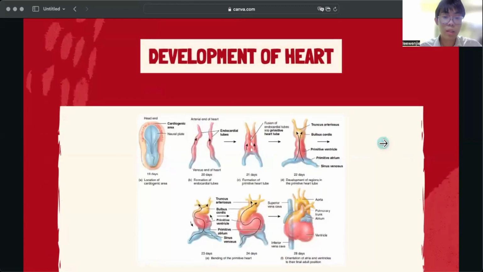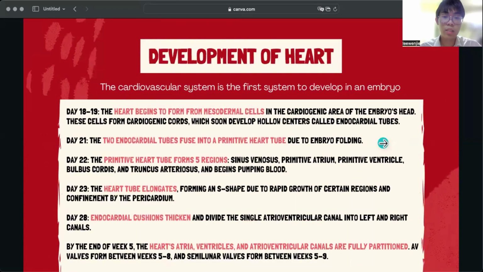Development of the heart. Actually, the cardiovascular system is the first system that develops in the embryo. From day 18 to 19, the heart begins to form from the mesodermal cells. By day 21, the endocardial tubes fuse into the primitive heart tube due to the embryo folding. Day 22, the primitive heart tube forms 5 regions: sinus venosus, primitive atrium, primitive ventricle, bulbus cordis, and truncus arteriosus.